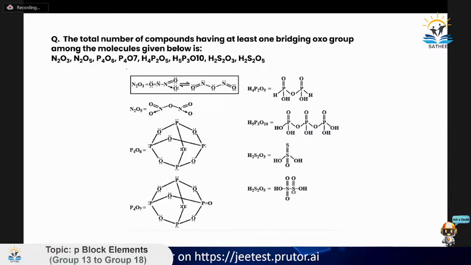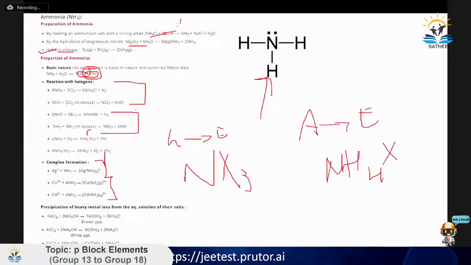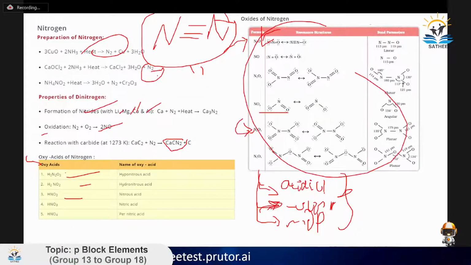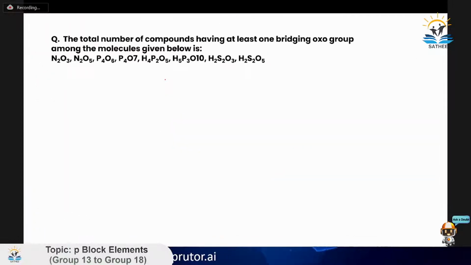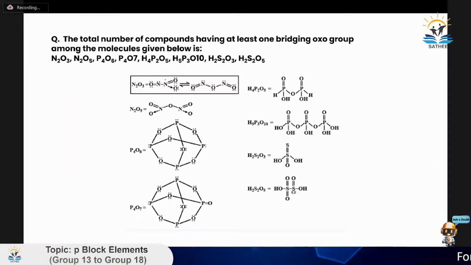So these structures were discussed in your nitrogen right here. You can see this is a past year JEE question. This is a JEE Advanced question if I have to be honest. But you don't even actually need to know the structures. If you have a good hold over drawing Lewis structures, you can pretty much finish this question pretty easily.